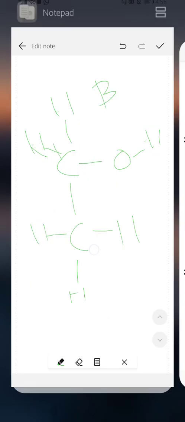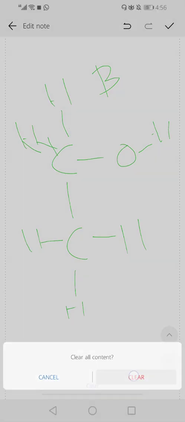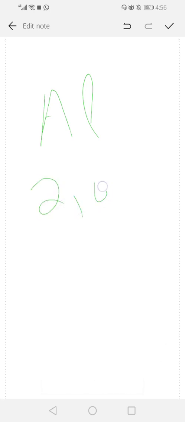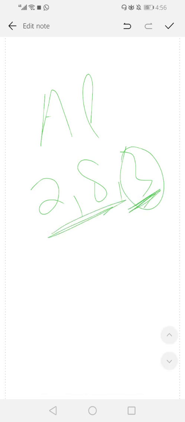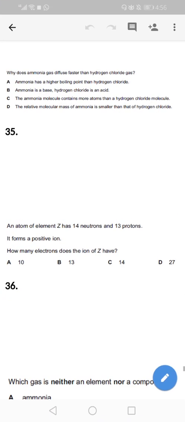Let me explain this question. If some students have some issues, in the case of aluminium, it has electronic configuration 2,8,3. It may lose 3 electrons in order to complete its octet, so when it loses 3 electrons, the remaining electrons are 10. So that's why A is the right answer.